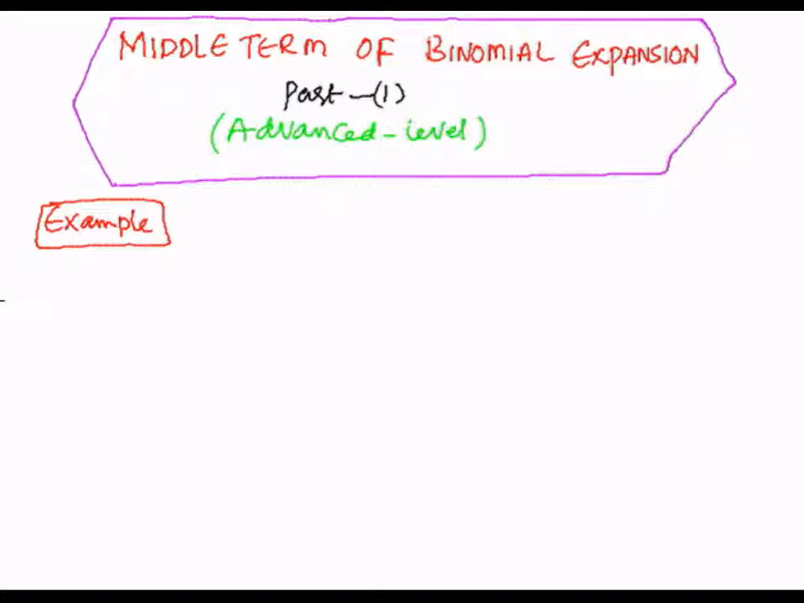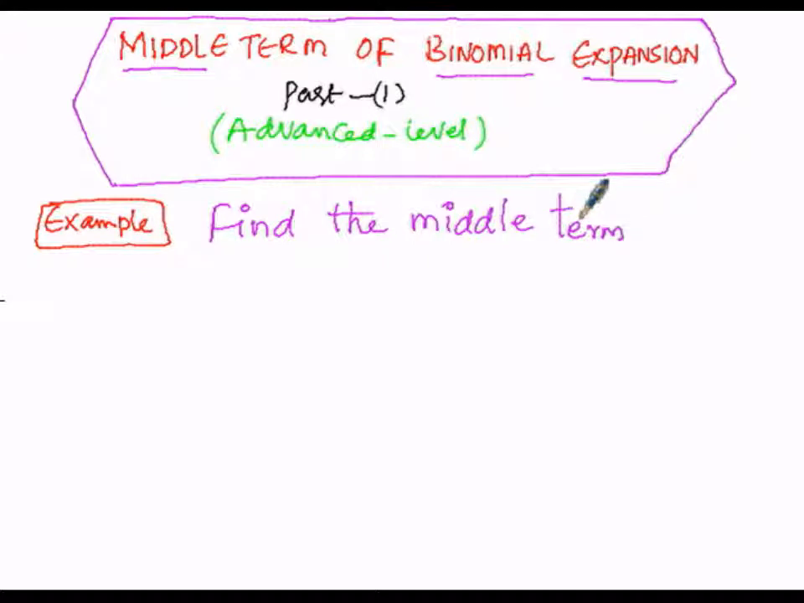Now here we are going to perform a problem under this in order to find out the middle term of the binomial expansion. So find the middle term of the binomial (3x minus 7y) whole to the power of 4. Here the solution starts now.